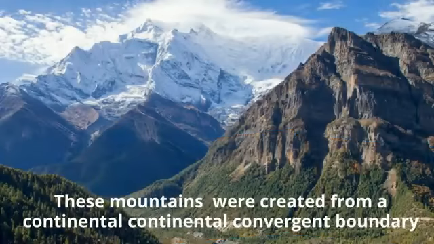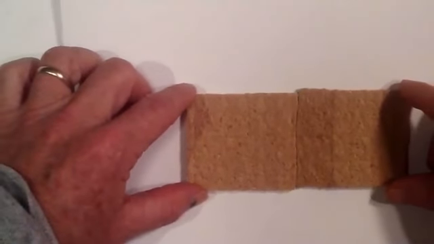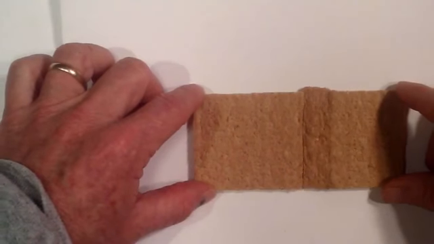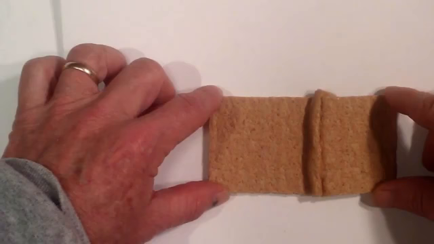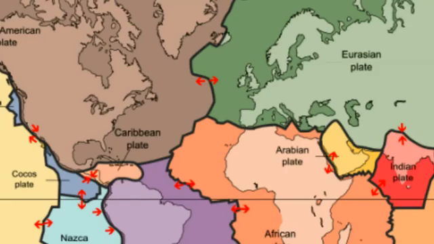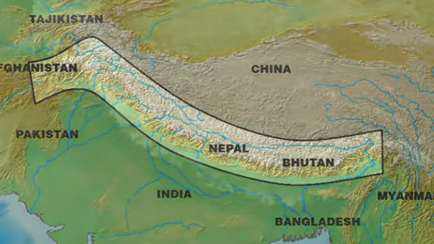When continental lithosphere strikes continental lithosphere, neither crust subducts, nor do magma or earthquakes occur. These two graham crackers illustrate what happens. The two plates buckle and create folded mountains. An example is the Indian plate colliding with the Eurasian plate and creating the Himalayan mountain range.